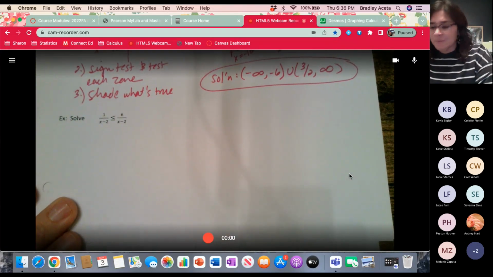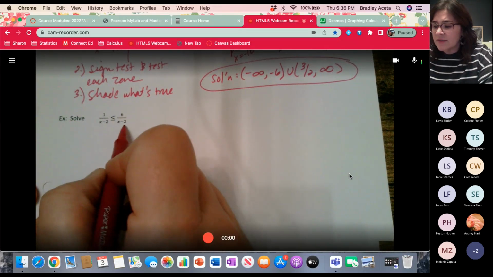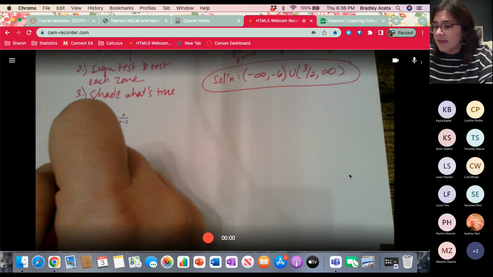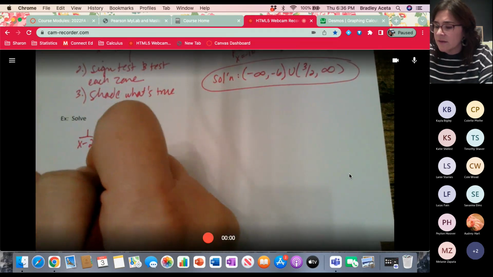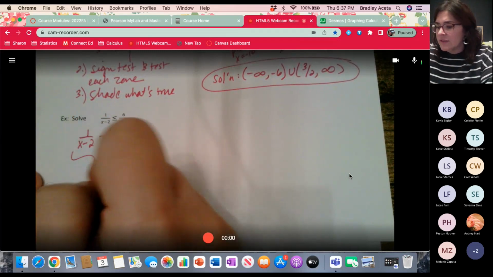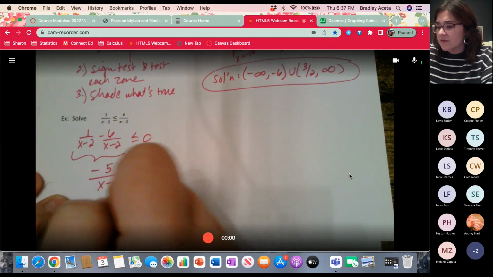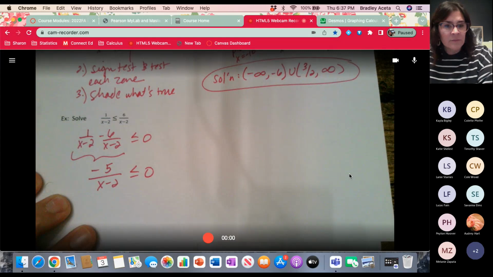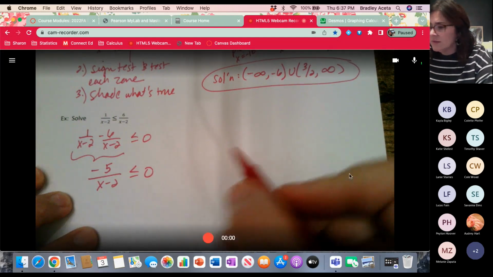Let's do this one. 1 over x minus 2 is less than or equal to 6 over x minus 2. Again, I would get that equal to 0. So I'm going to subtract that 6 over x minus 2. And what does this become? Well, they have the same denominator, so it becomes -5 over x minus 2. And again, just to show you, I'm going to do this a sign test way, and then I'm going to show you how to do it on Desmos because some of you like it both ways.